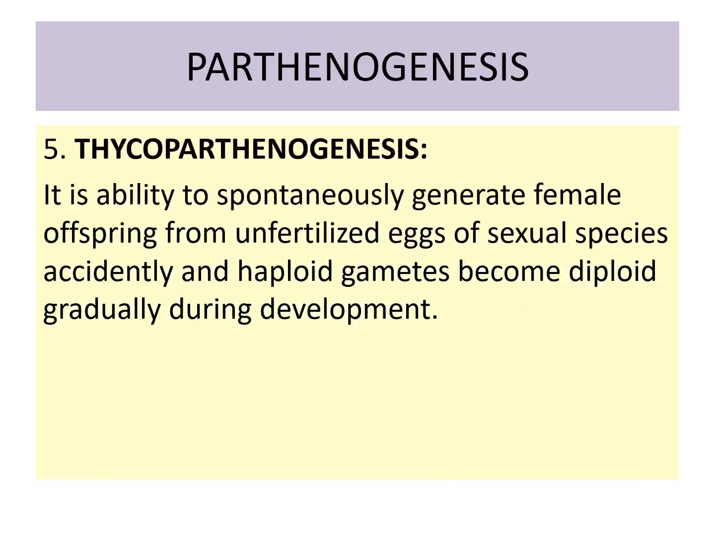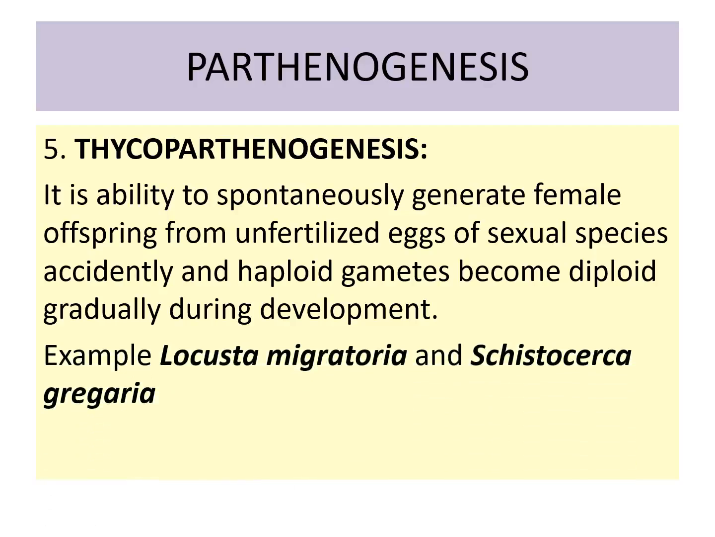Next is thelytokous parthenogenesis. It is the ability to spontaneously generate female offspring from unfertilized eggs of sexual species accidentally, and the haploid gamete becomes diploid gradually during development. For example, Locusta migratoria.